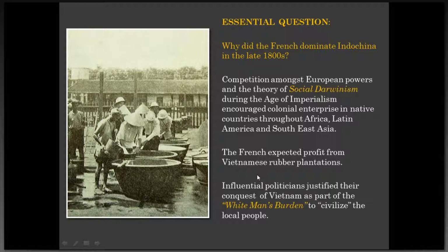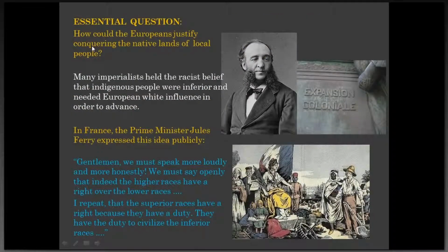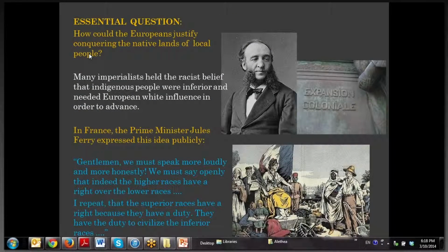The French expected profit from Vietnamese rubber plantations, and influential politicians justified conquest of Vietnam as part of the, quote, white man's burden to, quote, civilize the local people. And you see here rubber manufacturing taking place under some supervision of the French colonials. The Europeans justified conquering native lands of local people based on several theories. Right, there was some racism, that indigenous people were inferior, needed European white influence in order to advance. Prime Minister Jules Ferry expressed this idea publicly.